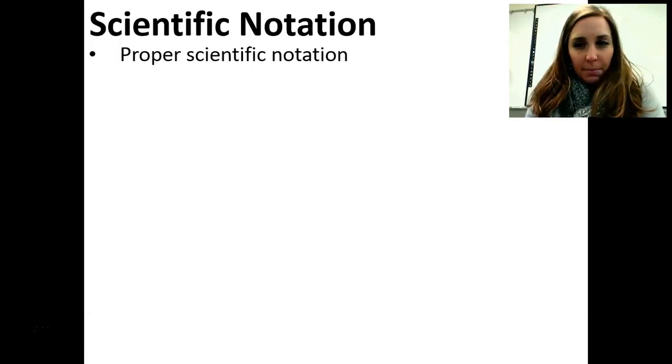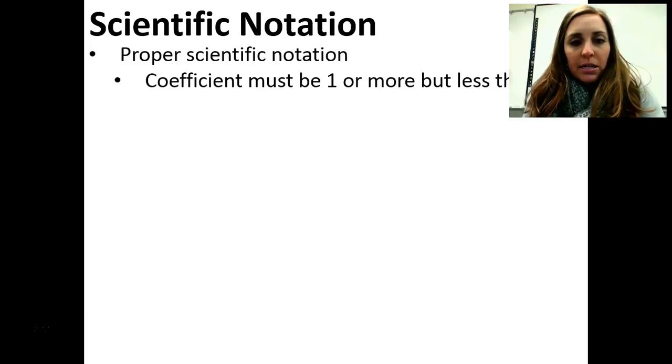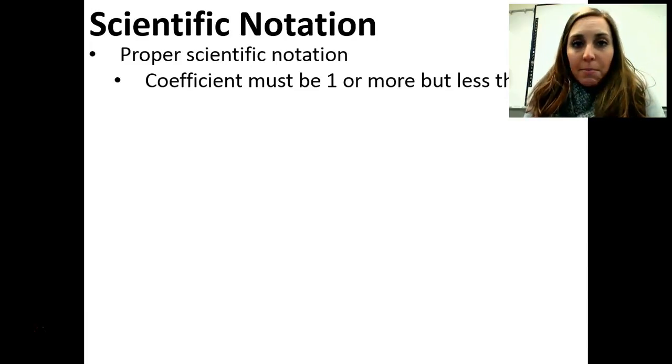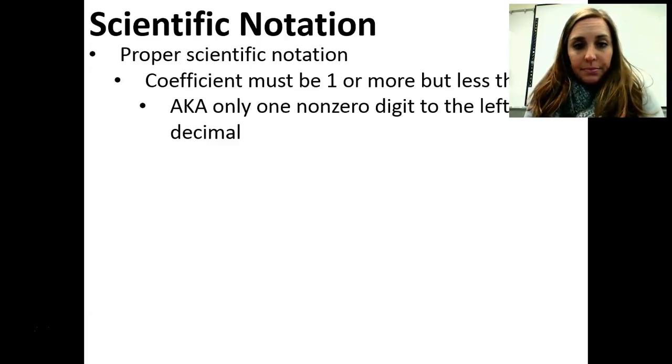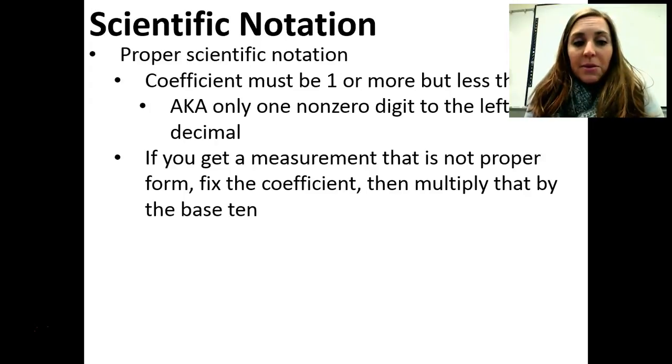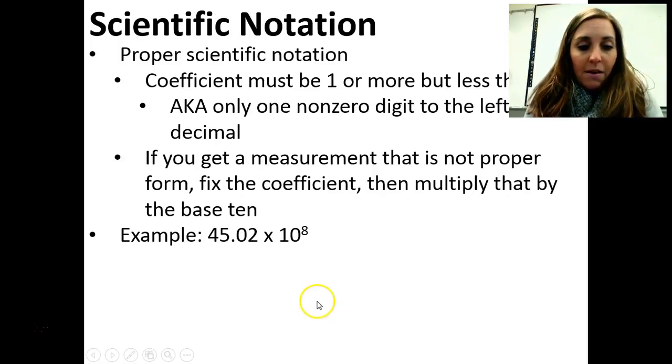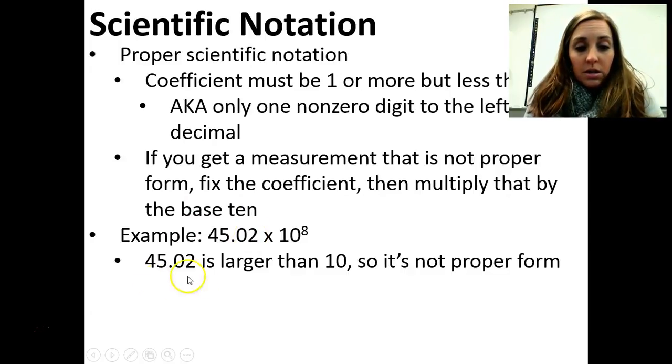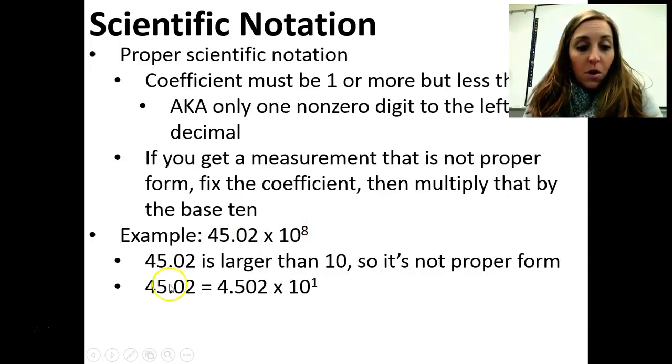Also, some things might not be in proper scientific notation when you get a measurement. Remember, your coefficient has to be 1 or more and less than 10. So you can only have one non-zero to the left of the decimal. So if you get a decimal that's not in proper form, you first just fix the coefficient, then multiply by the base 10 you saw. For example, if we have 45.02 times 10 to the 8th, how do we make that in proper scientific notation? Notice 45.02 is greater than 10, so that won't work. So you have to put it in proper form.